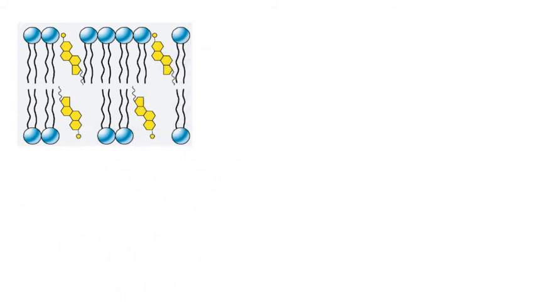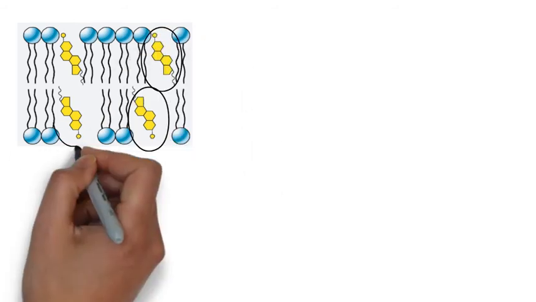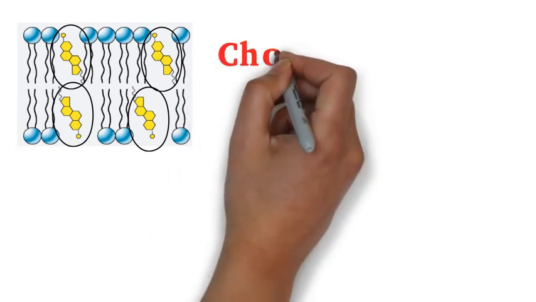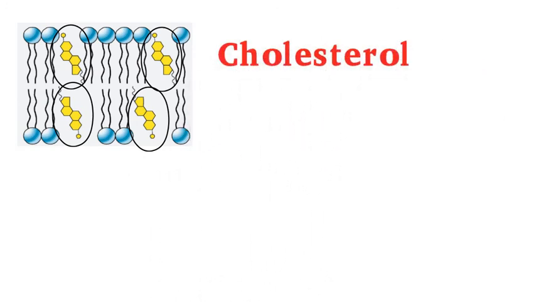The phospholipid bilayer is also made up of other molecules called cholesterol, which is another type of lipid. They look like honeycombs within the cell membrane. They help to maintain fluidity.